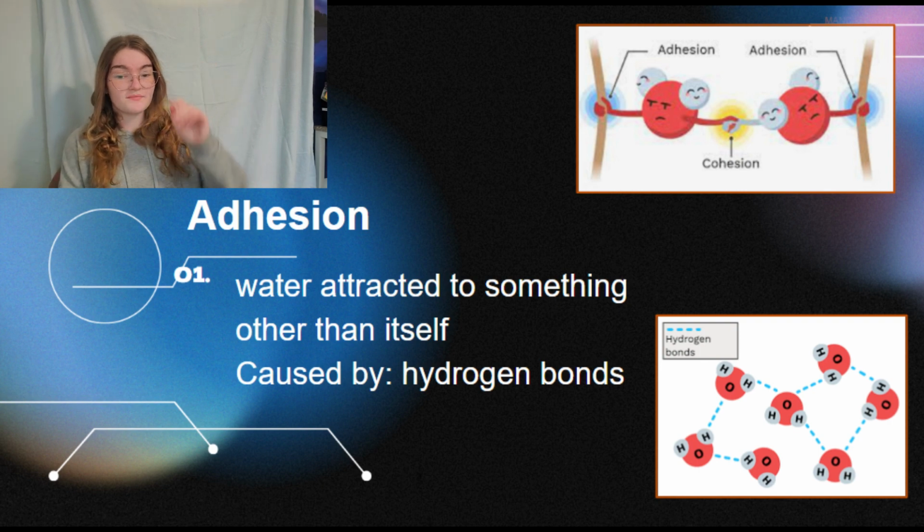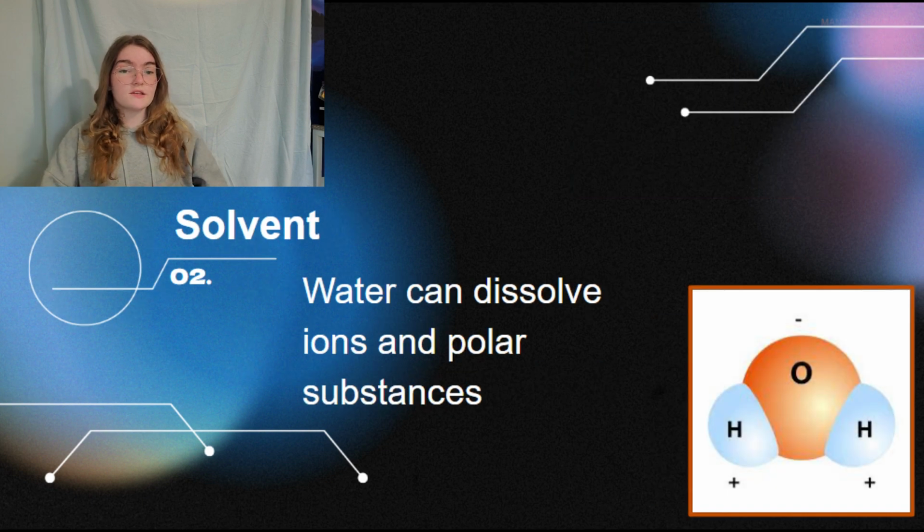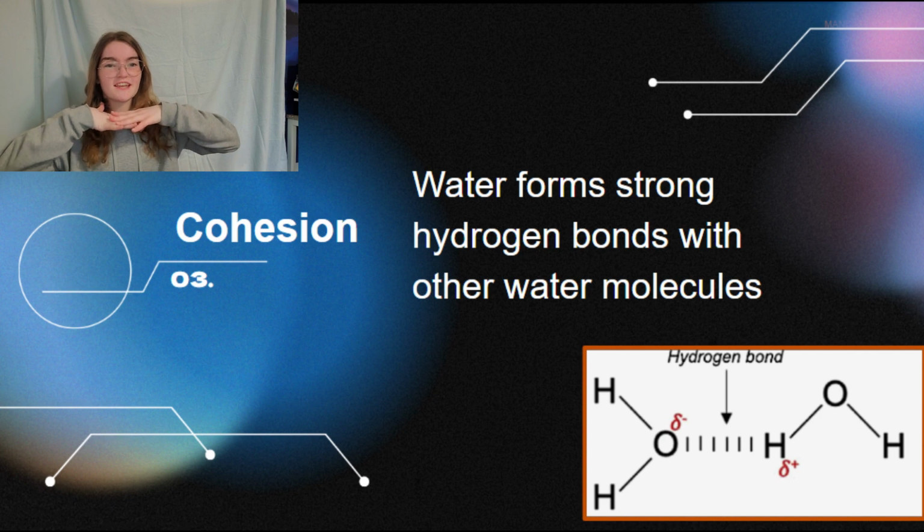First is adhesion. Adhesion is water's ability to be attracted to something other than itself, and this is caused by hydrogen bonding. The next is water's ability to act as a solvent. So water can dissolve ions and other polar substances. The third is cohesion, which is water's ability to be attracted to itself and to hold together. This gives it surface tension.